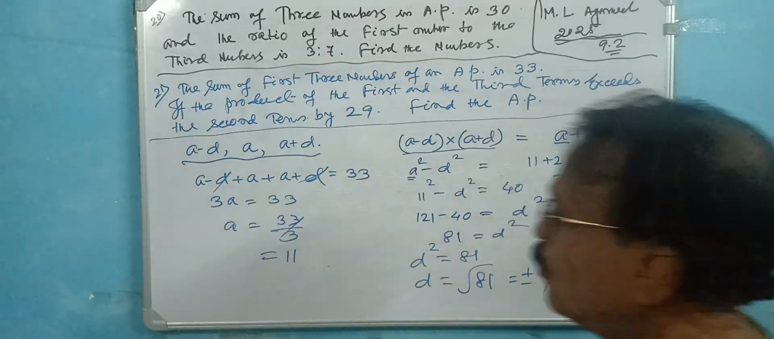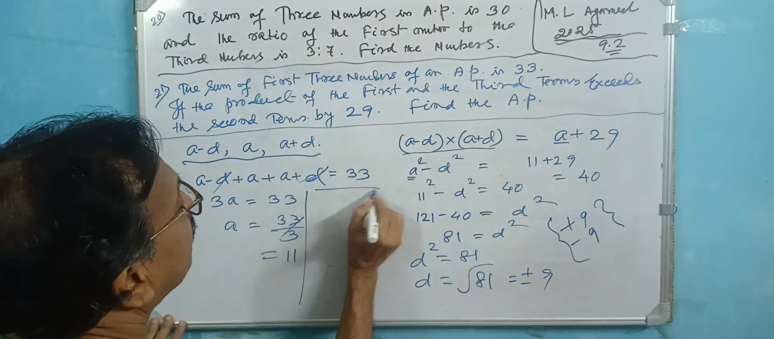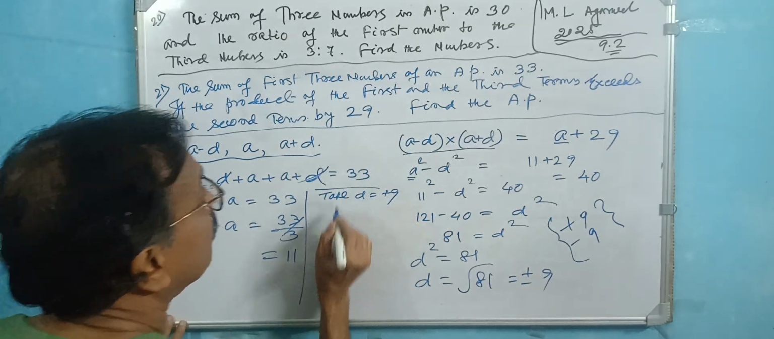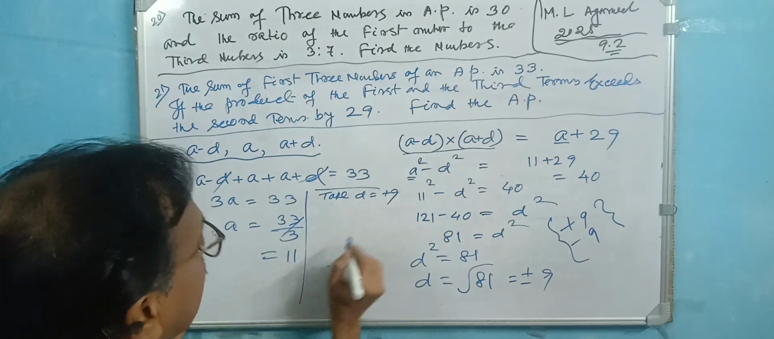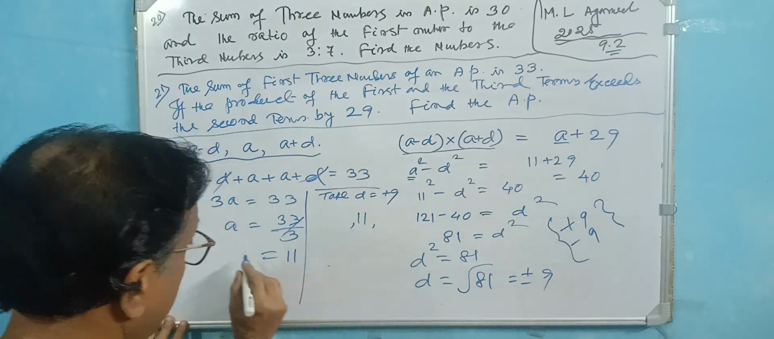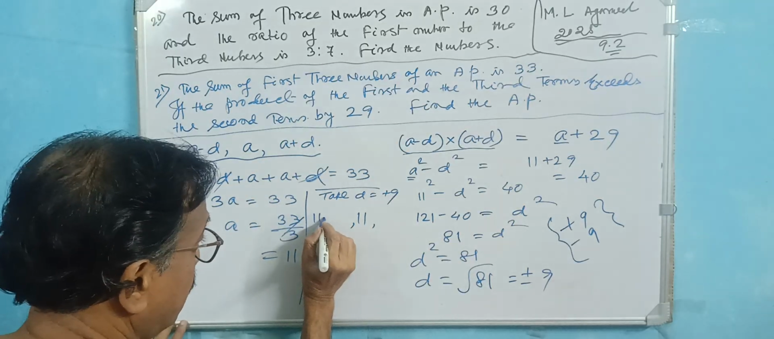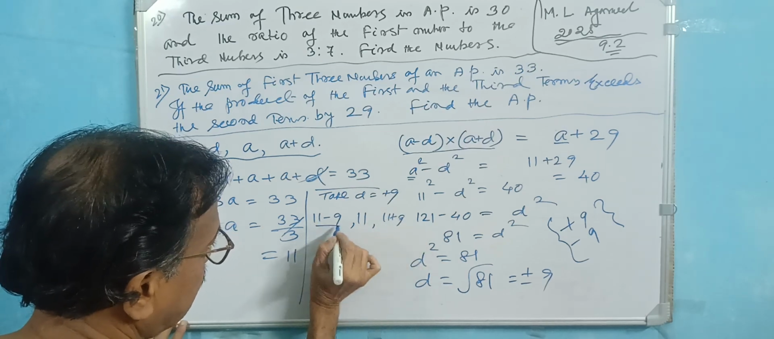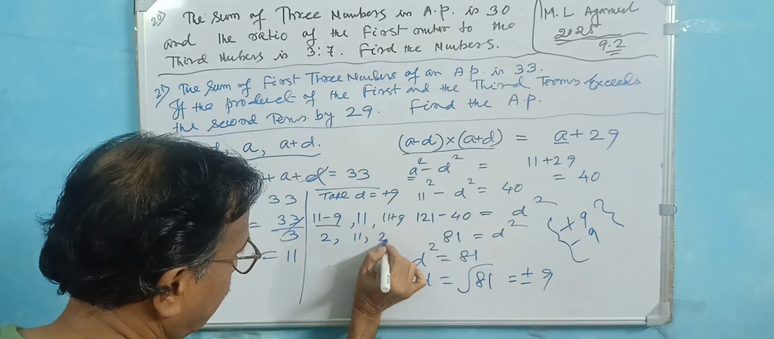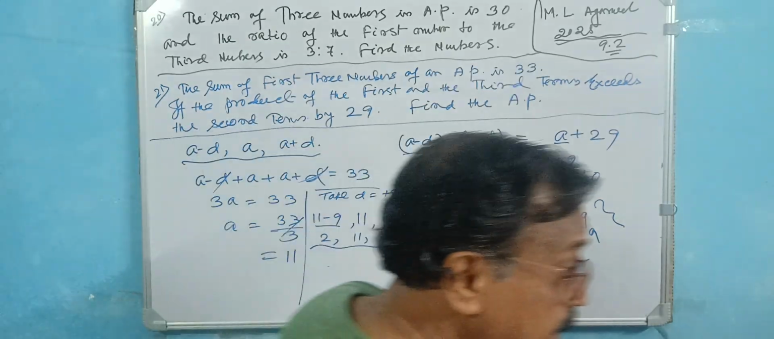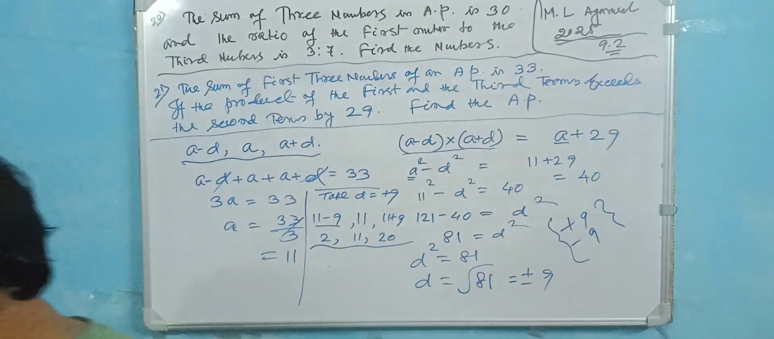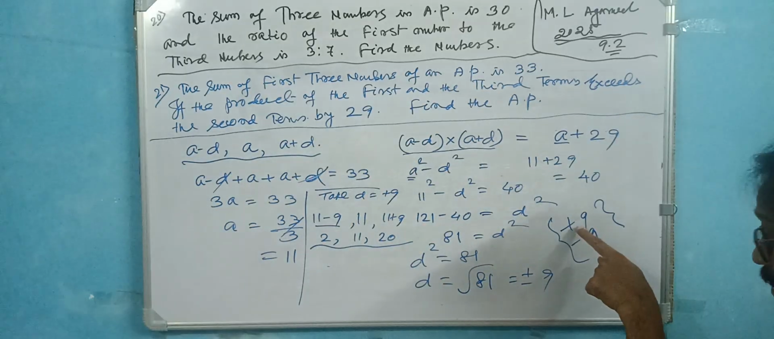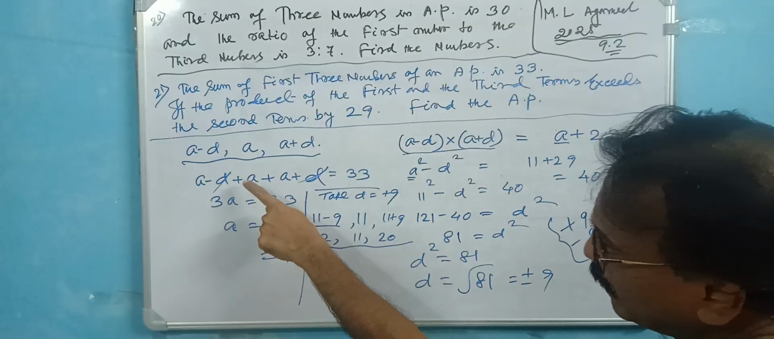So now you just form the AP. When you take D as plus 9, then first is A minus D. A is 11, minus D, D is 9. Okay. And 11 plus 9. So what is this? This is 2, 11 and 20, when you take D as plus 9.